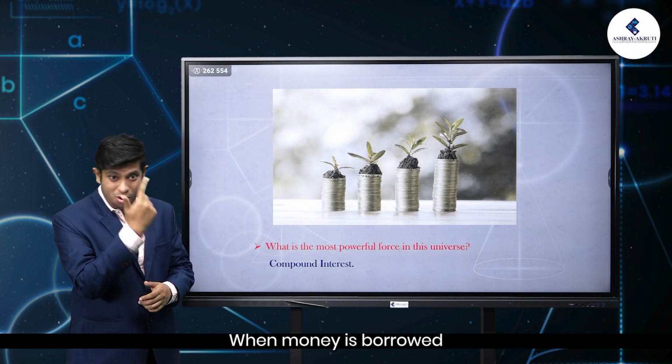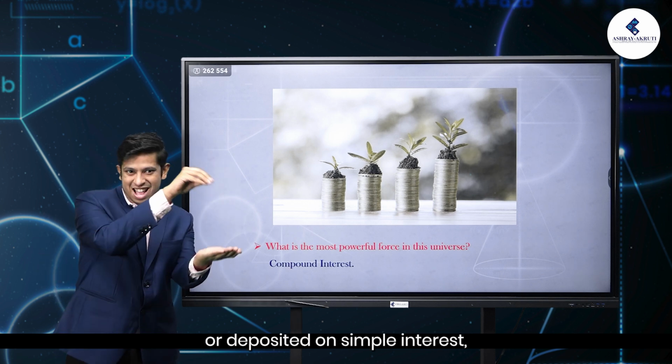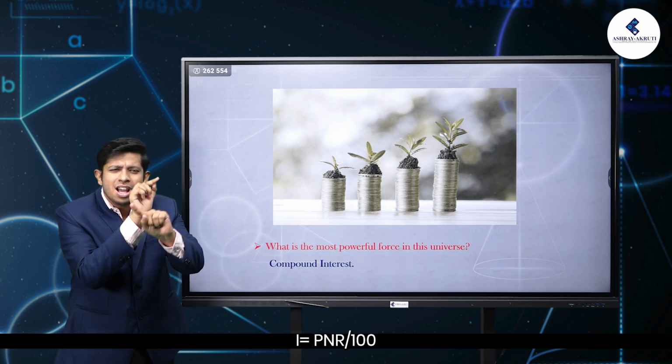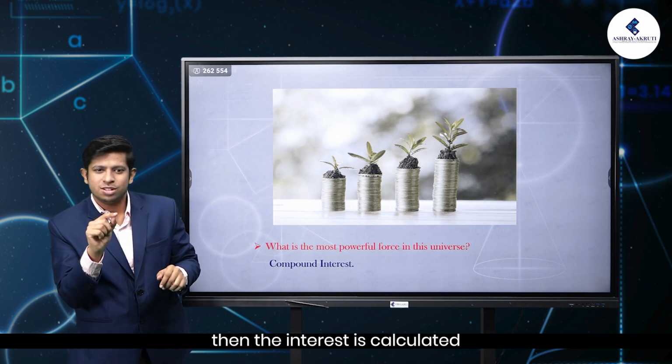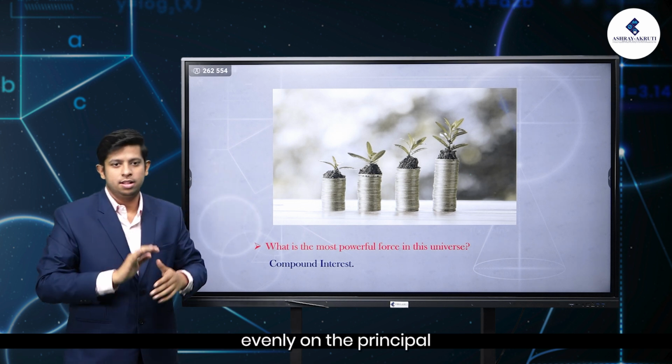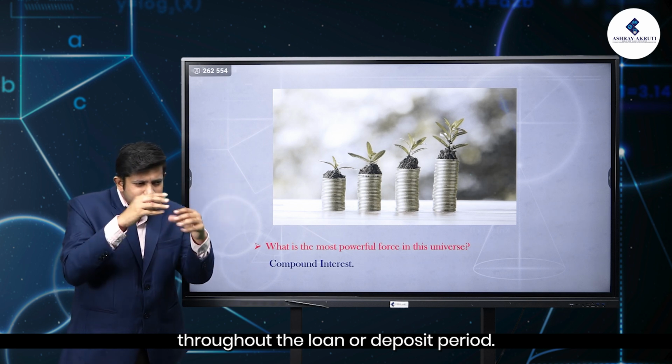When money is borrowed or deposited on simple interest, I equals PNR by 100, then the interest is calculated evenly on the principal throughout the loan or deposit period.